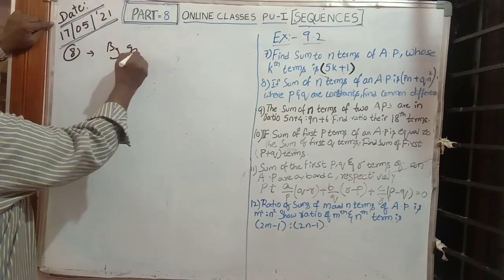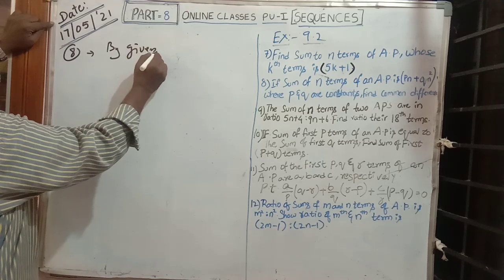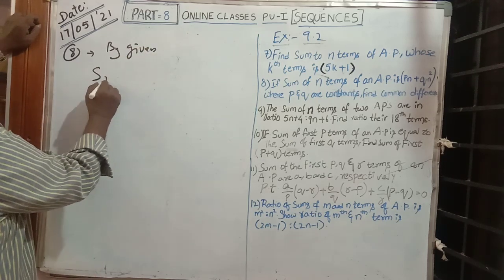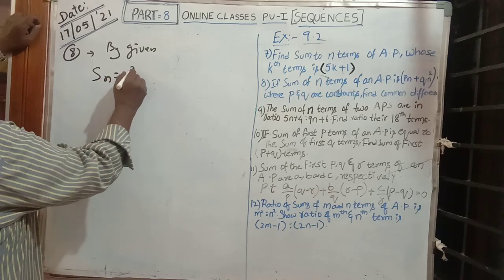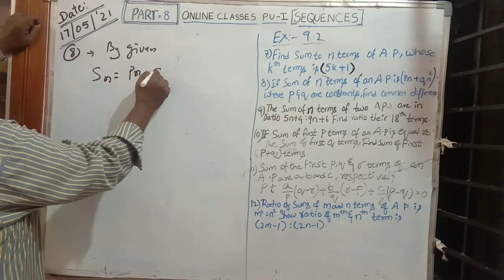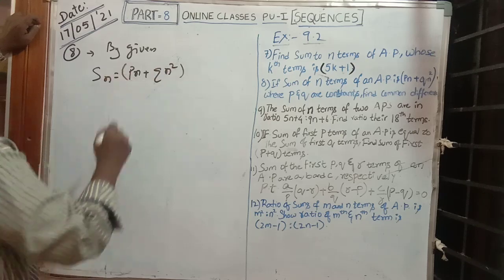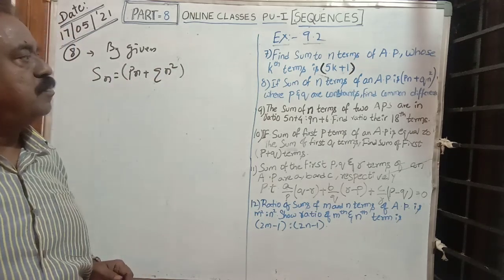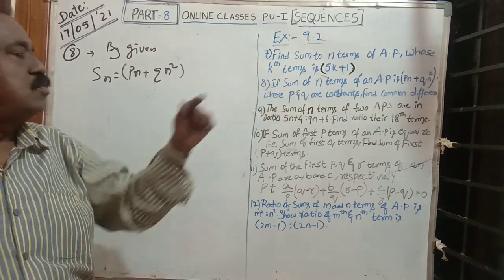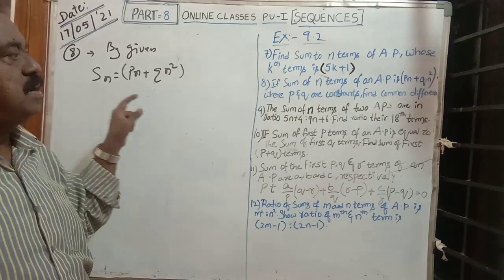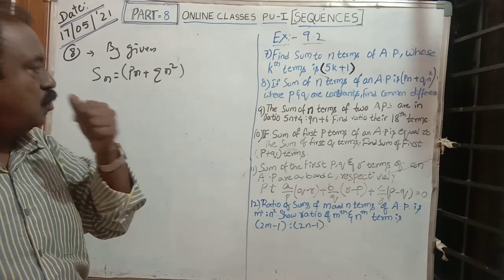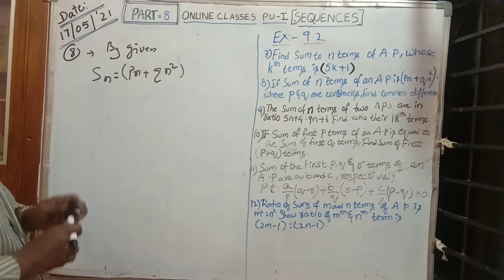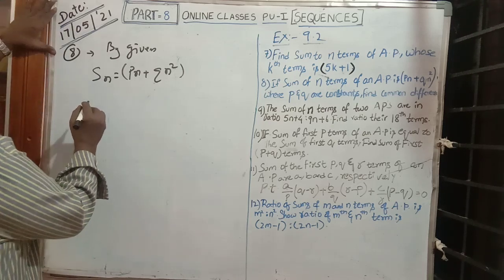By given, that means by the problem, what is given? Data: Sn is equal to Pn plus Qn square. You open the textbook and see that problem. The sum of n terms, that means Sn, the sum of n terms of an AP is this one. Here we have to find the common difference. That is very clearly given.